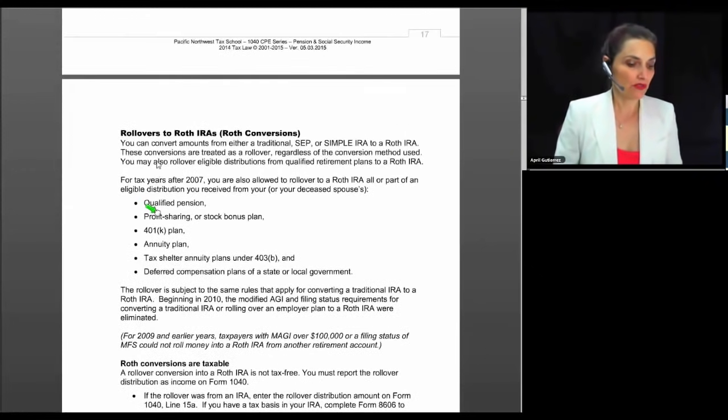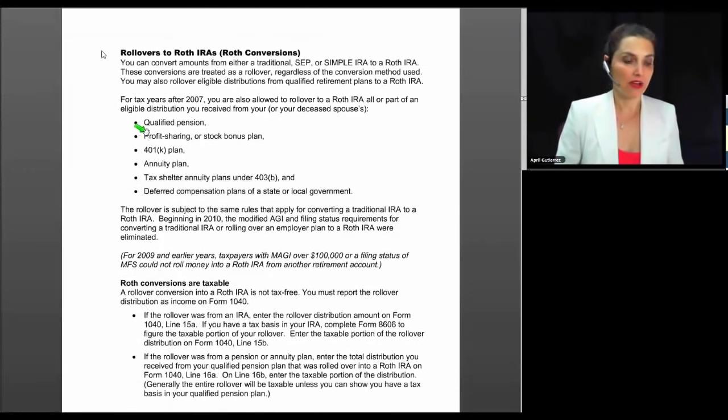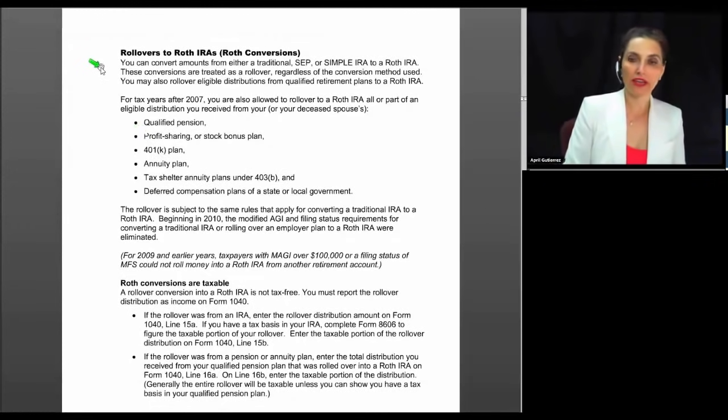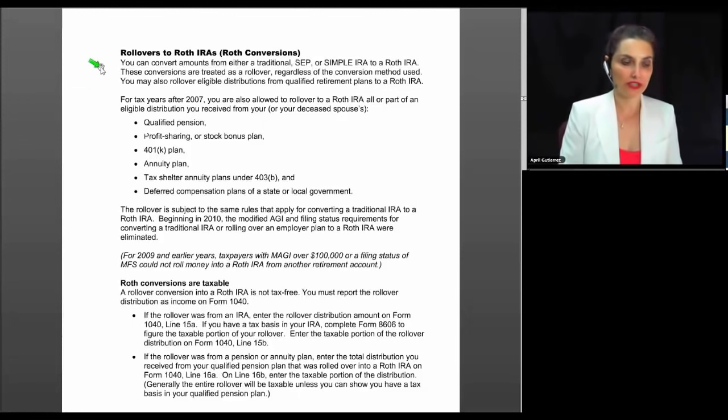Rollovers to Roth, or another word for that is a Roth conversion. So you roll money from a traditional IRA into a Roth account. That is called a Roth conversion. And you can convert amounts from either a traditional, SEP, or SIMPLE IRA to a Roth IRA. These conversions are treated as a rollover regardless of the conversion method used.